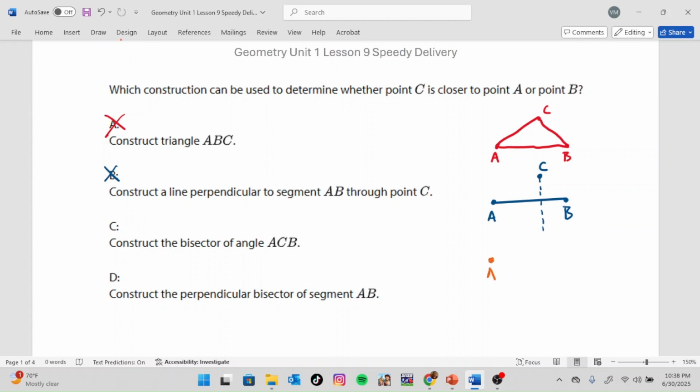We've got our point A. We've got our point B. And we've got our point C. This one tells us to construct the bisector of angle ACB. Well, what that means is that we're going to take and draw ACB.